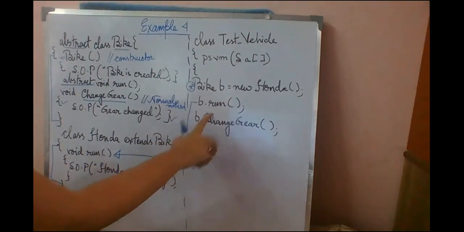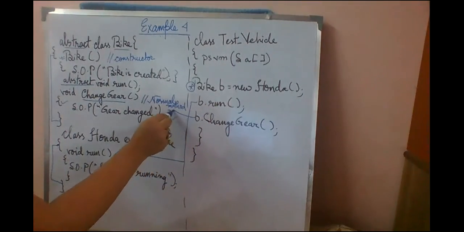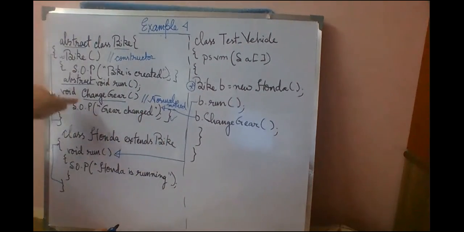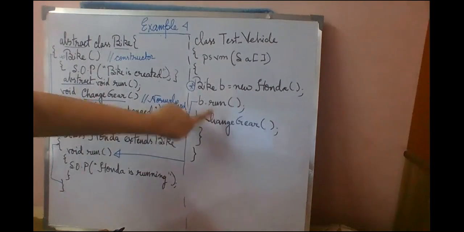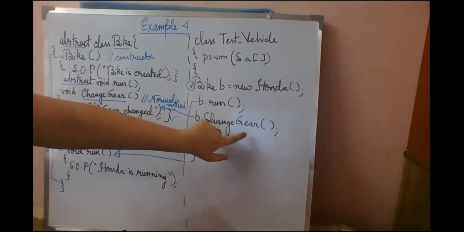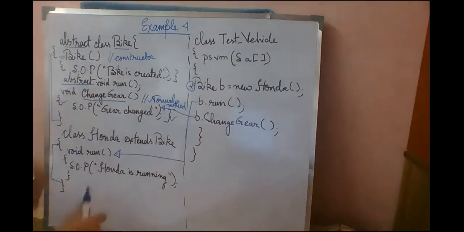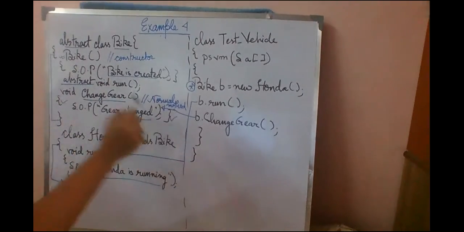And using this object B, we can call the non-abstract method, the method which has its definition inside the abstract class. But when we run it, what will be the output? First, the output will be bike is created. Next, the output will be Honda is running. Third line output will be gear changed.